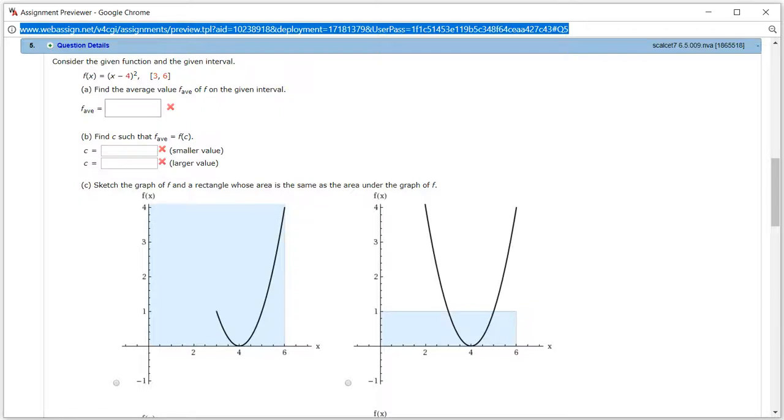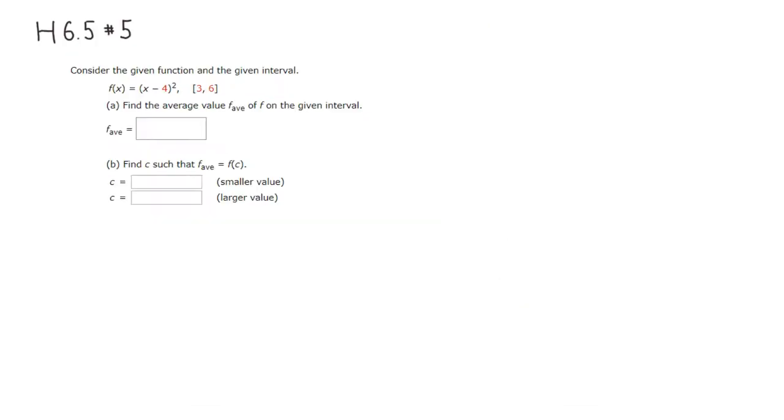Alright, let's look at homework 6.5, problem number 5. We want to find the average value of the given function, quantity x minus 4 squared, over the interval from 3 to 6. Alright, so let's do that.